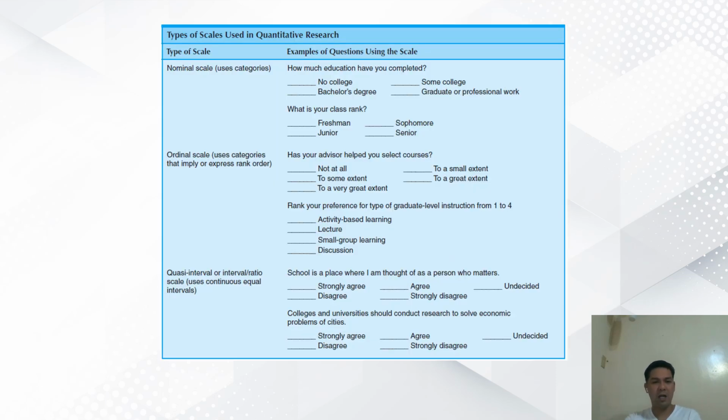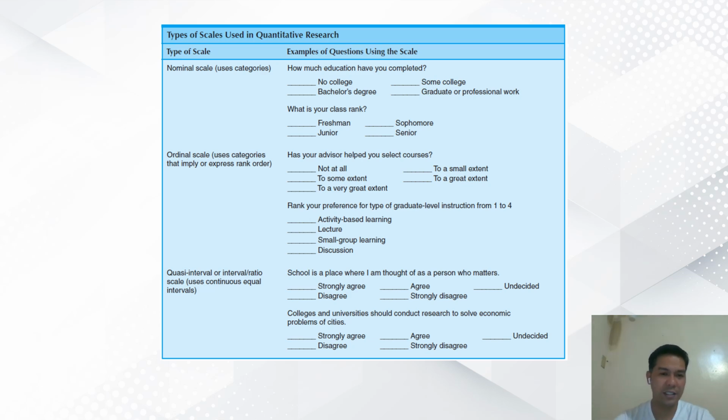So this is an example of a research instrument that has nominal scale, like say for example, how much education have you completed? So no college, bachelor's degree, what is your class rank, freshman, junior. So these are example of nominal scales.